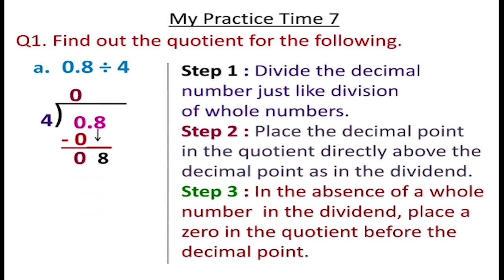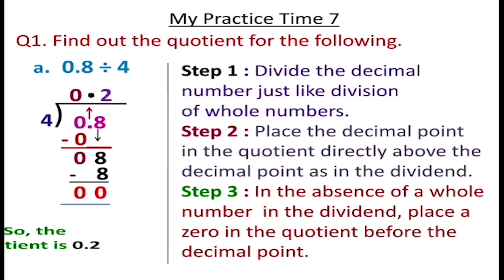Now bring this 8 down and put the decimal in the quotient. Now 4 2s are 8. Put 2 in the quotient and 8 here. Then subtract 8 from 8, you will get a 0. So the quotient is 0.2. Now let's solve the second question.